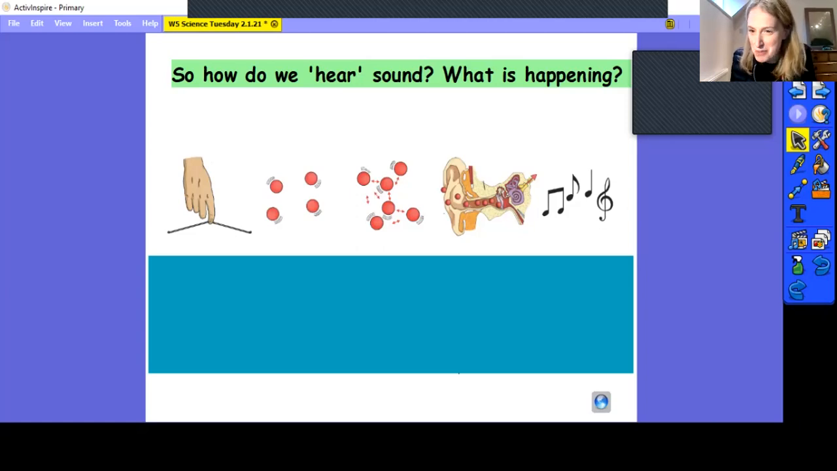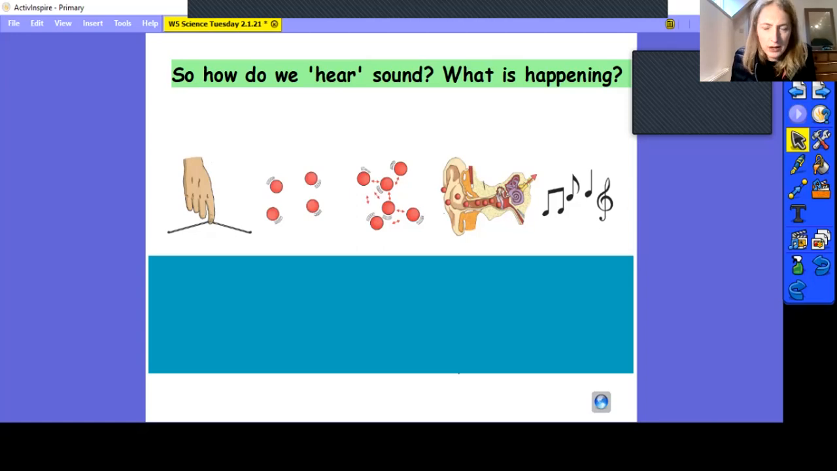These red things are more particles, so you can see them still vibrating inside your head. And then the vibrations pass along this ear canal to your eardrum, which vibrates and magnifies that sound, makes it bigger. And then your ear, very cleverly, turns that into a signal which is sent to your brain, and your brain hears that sound. Your brain tells you that you have heard a sound.